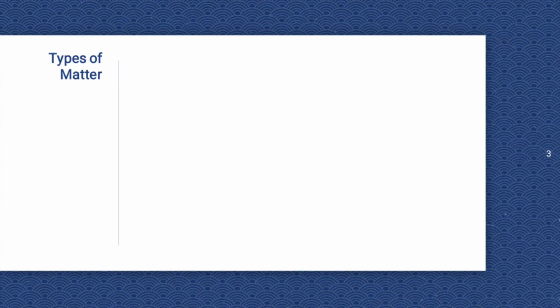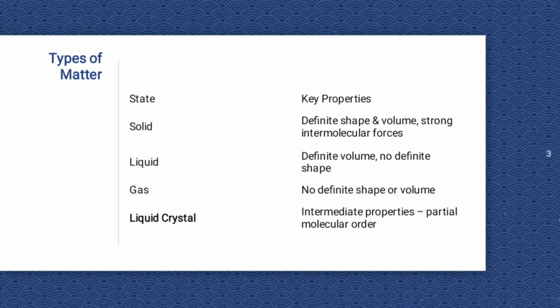Moving to the next slide, which is about types of matter. Students, normally we talk about three types of matter: solid, liquid and gases, right? You know that solids have definite shape and volume, liquids have definite volume but take the container's shape, and gases have neither. They don't have a definite shape nor volume. However, liquid crystals sit between a solid and a liquid. So they are partly ordered and partly fluid. That is, they represent both.